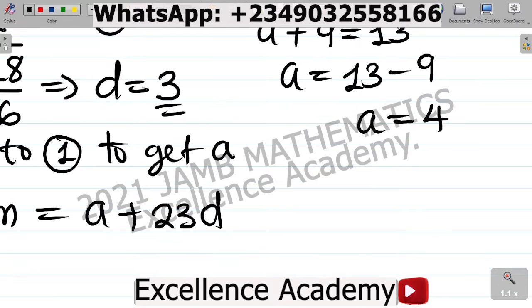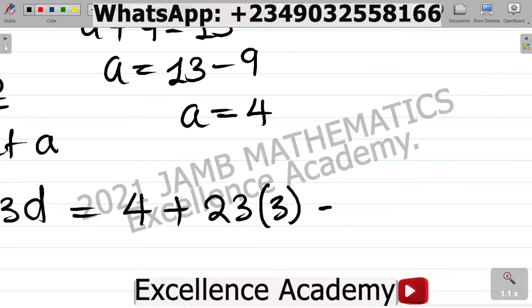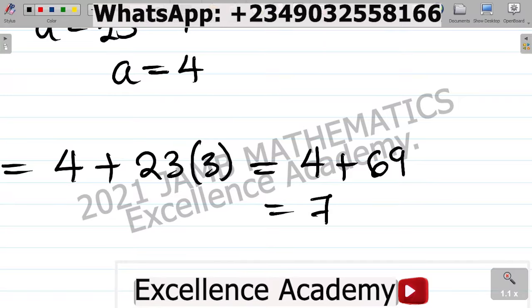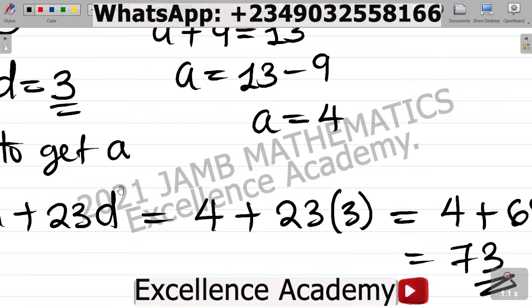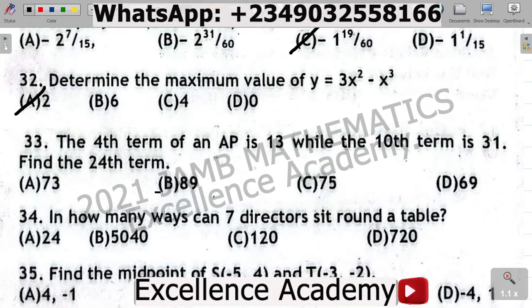Now let's put in the values we have. This is equal to a is 4 plus 23 times d, which is 23 times 3. That gives you 69. All right, 4 plus 69 is equal to 73. So the answer there is 73. The 24th term is 73. Do we have that option there? Yup, that's option A, 73. That's your answer.